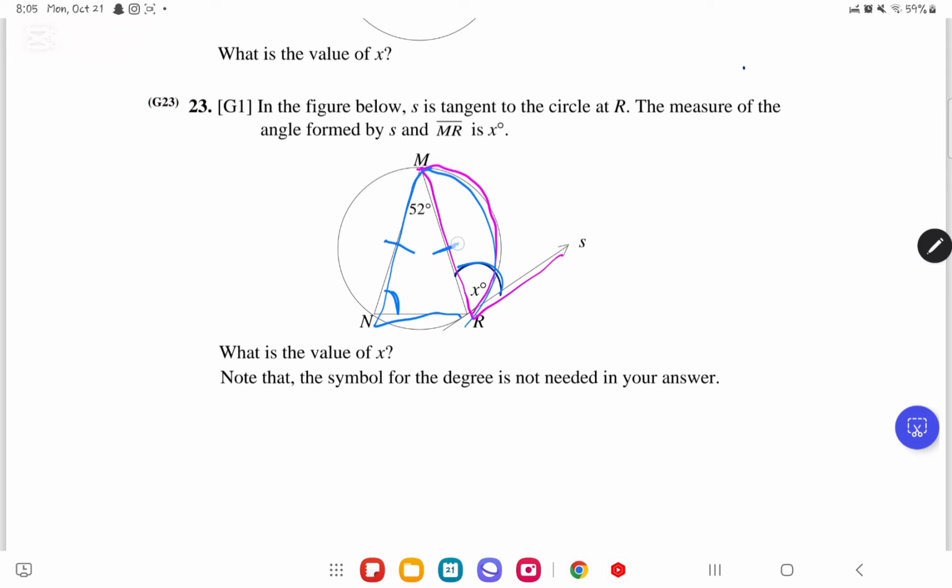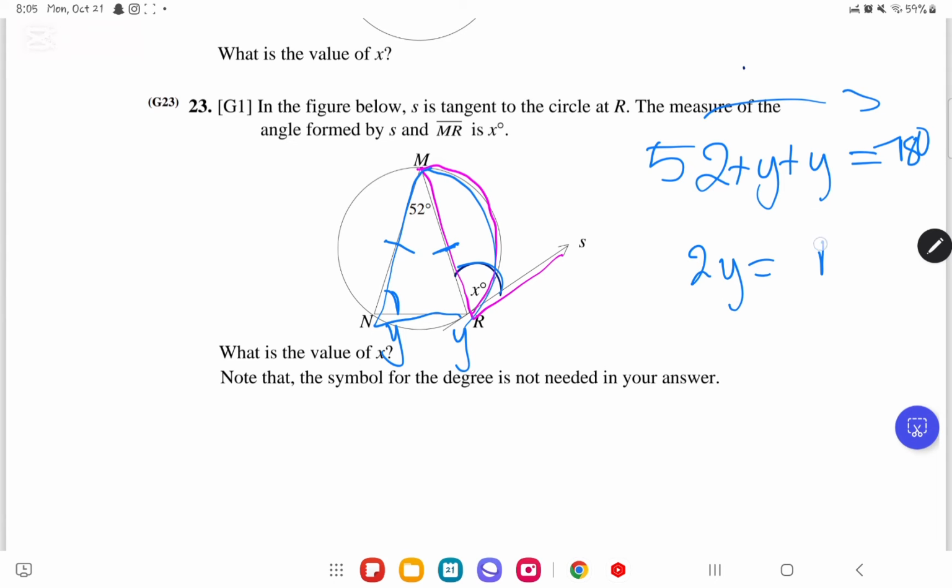Notice it is an isosceles triangle. Isosceles triangle means the base angles are equal, so we can call this y, and this will also be y. In a triangle, we know that the total measure is 180, so 52 plus 2y is equal to 180. Move 52 to the other side, 2y is equal to 180 minus 52. We need to practice to do it without calculators, because in math we're not allowed to use calculators.